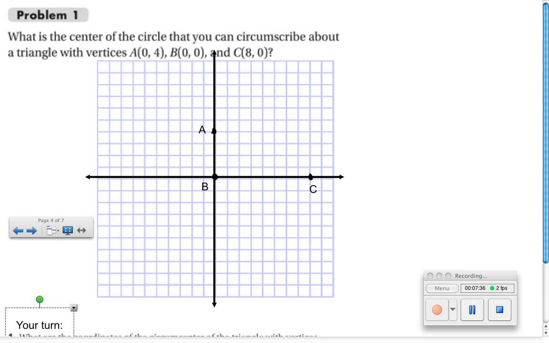Sorry, say that again? That it passes through all vertices.